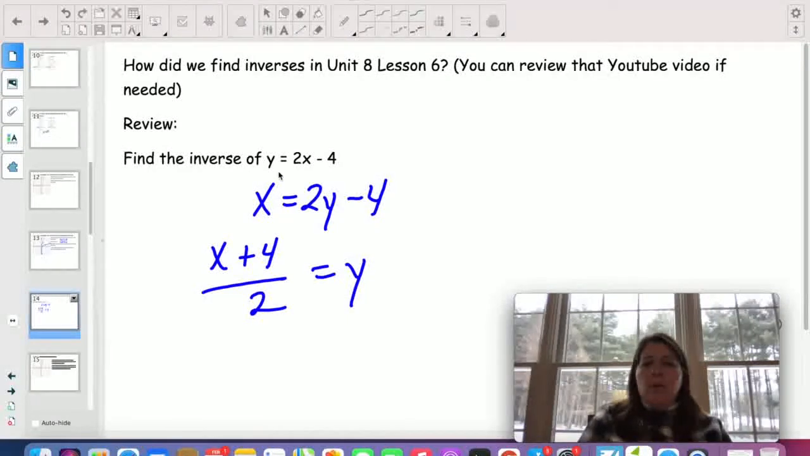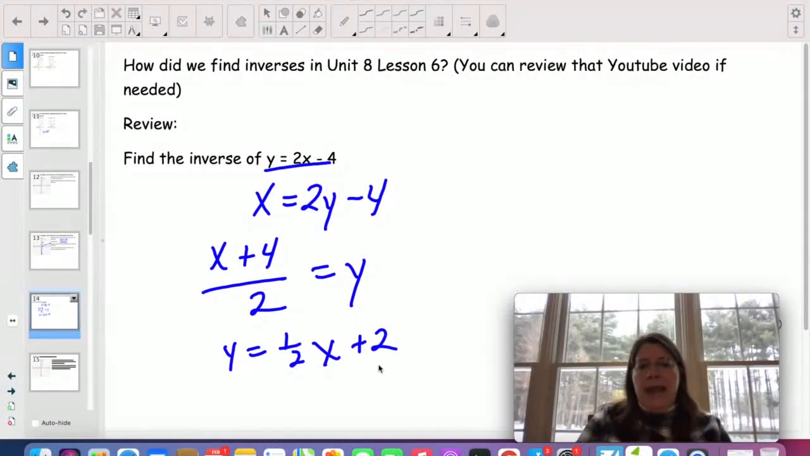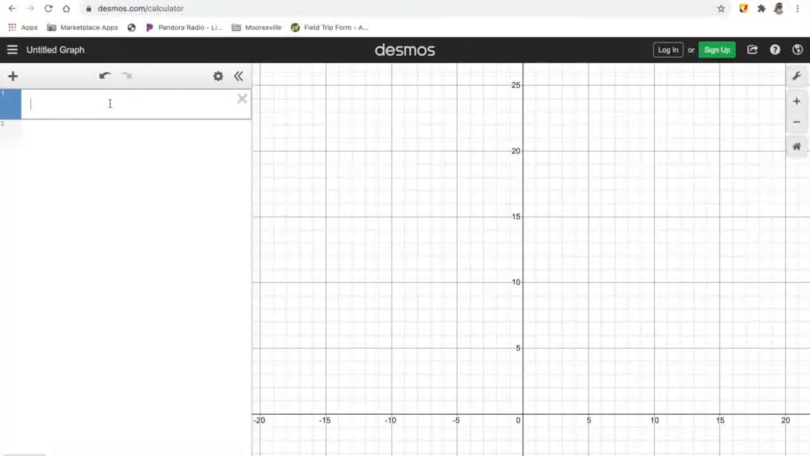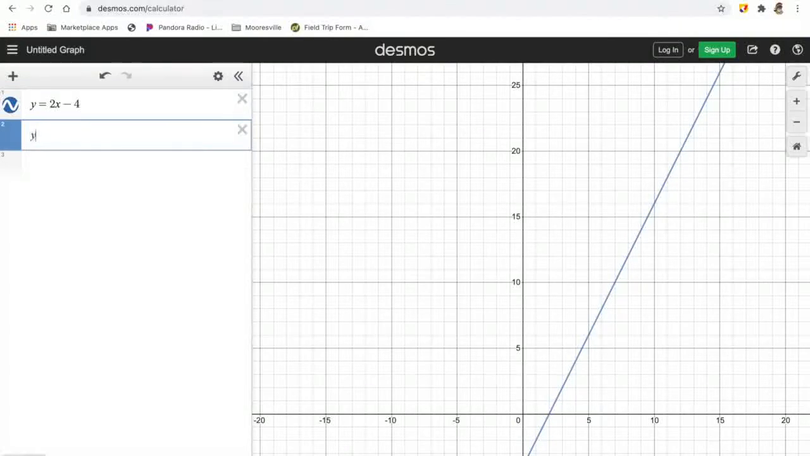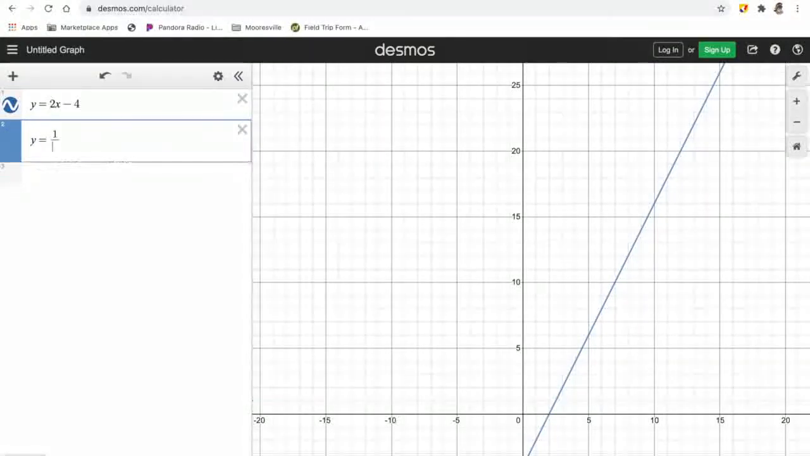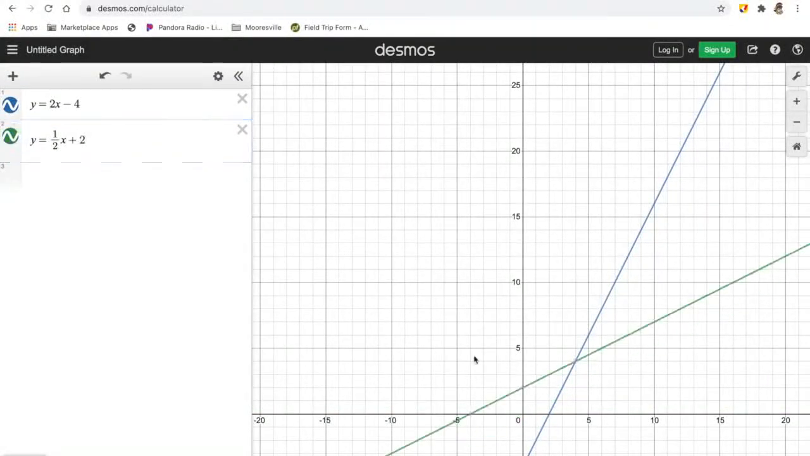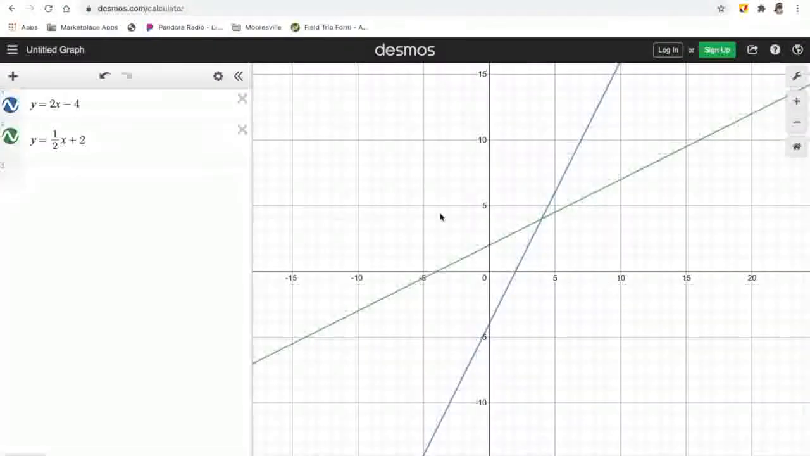And if I were to graph those two things on Desmos, let's look at what happens to those two graphs. So I'm going to graph y equals 2x minus 4, and I'm going to graph y equals 1/2 x plus 2. So going back into Desmos, if I put those two equations in, y equals 2x minus 4 and y equals 1/2 x plus 2, here I can see the two inverse functions.